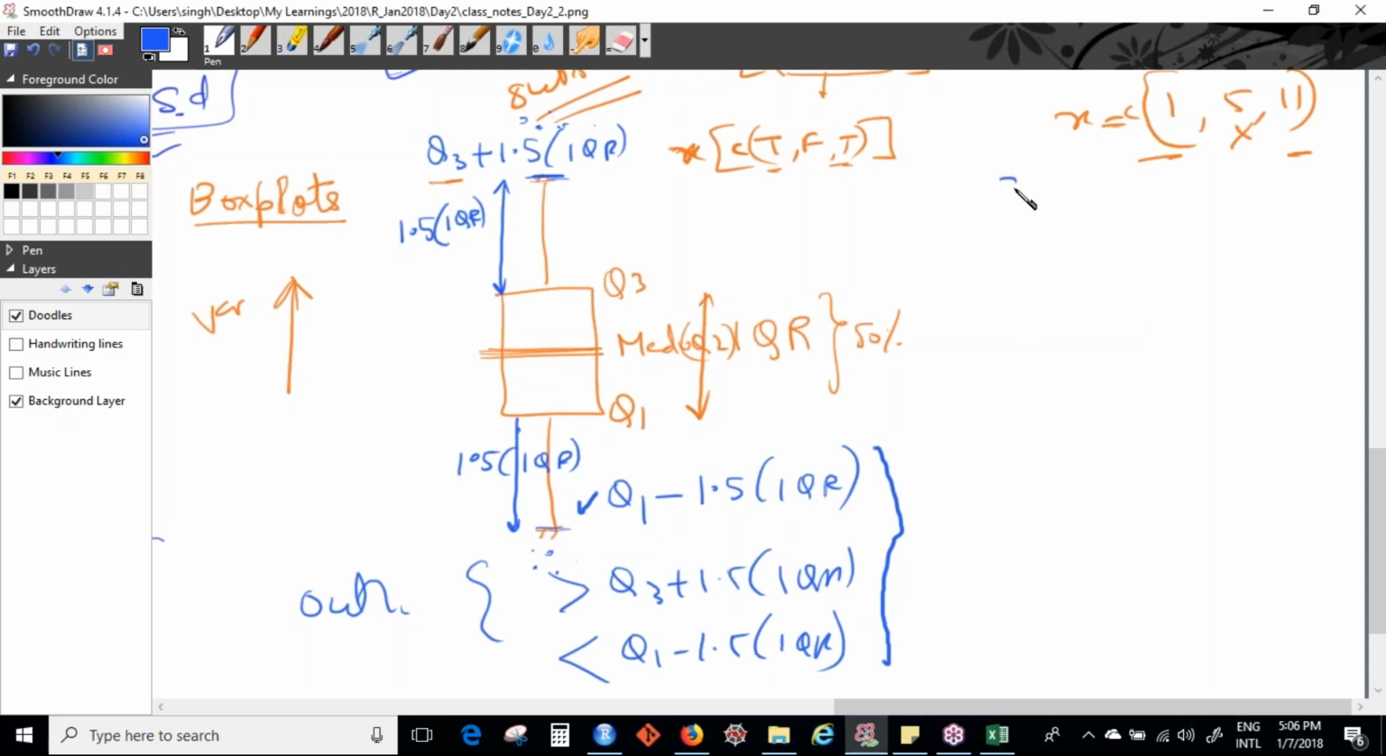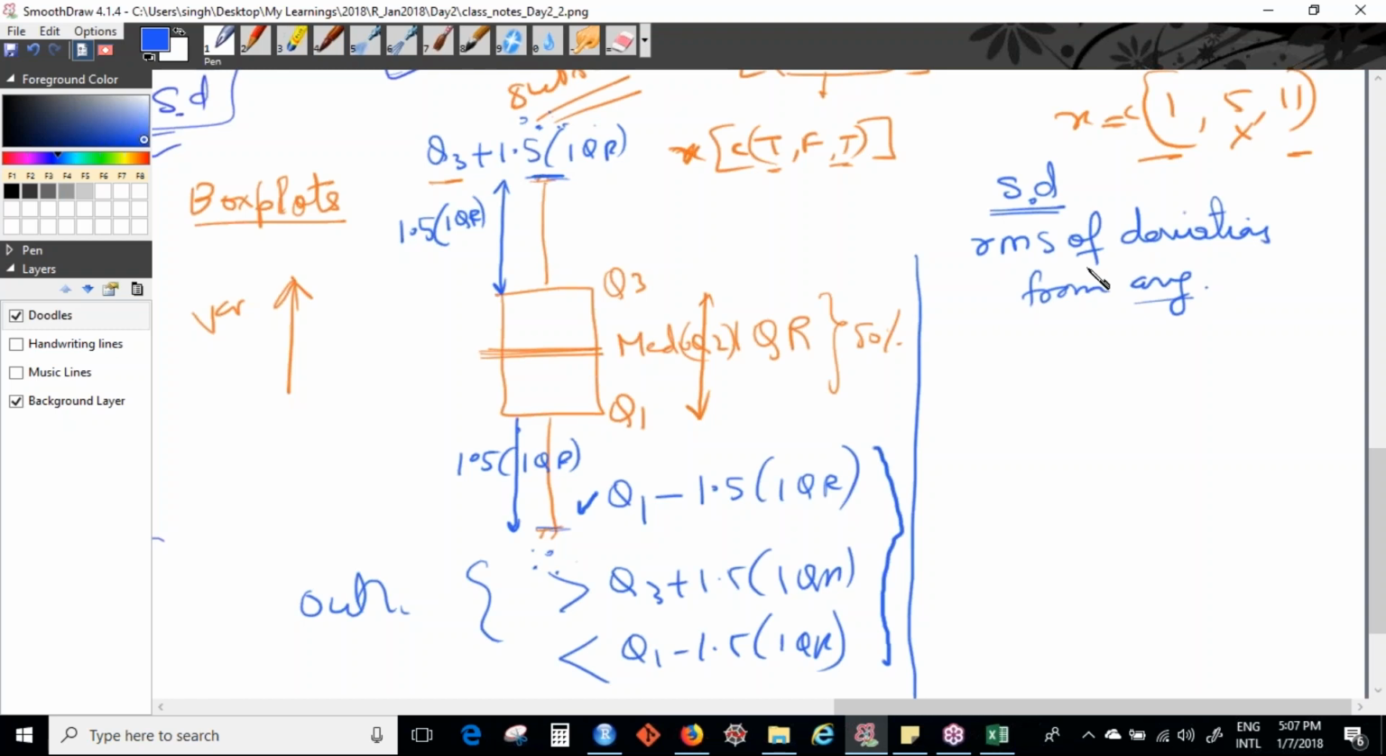Okay. So after this, we came to standard deviation, right? We came to standard deviation after this. So what is standard deviation? It is root mean square of deviations from average. Okay, root mean square of deviations from average. So this is the English definition.